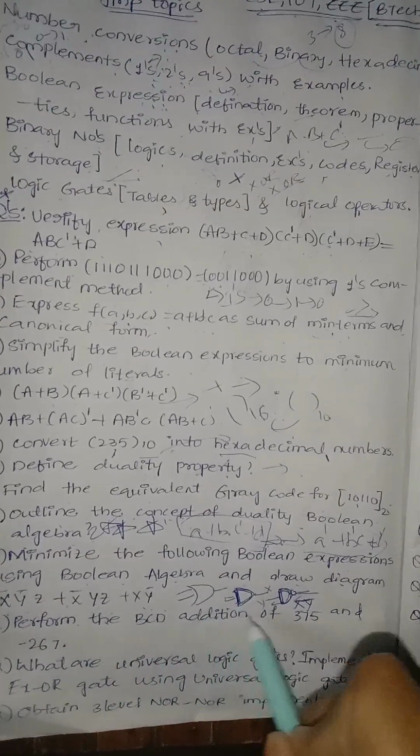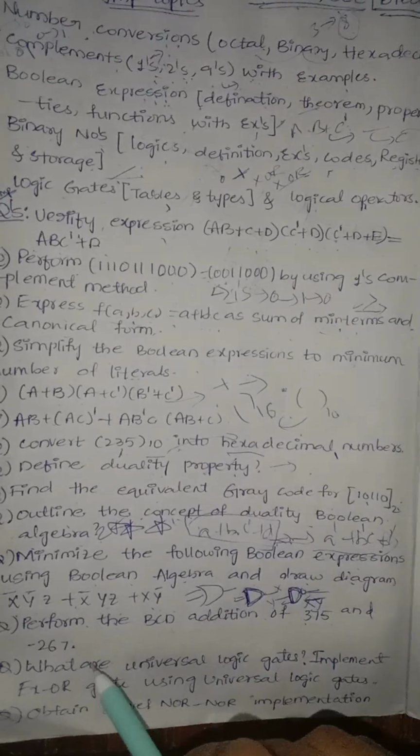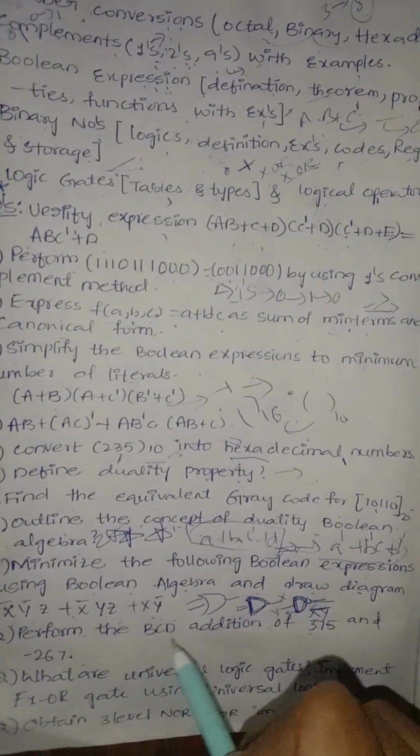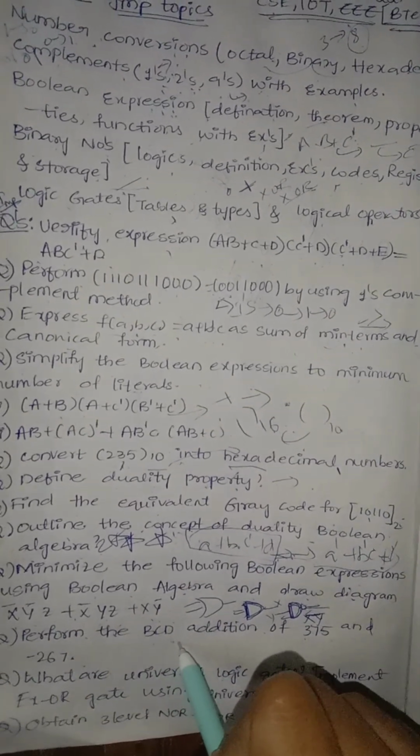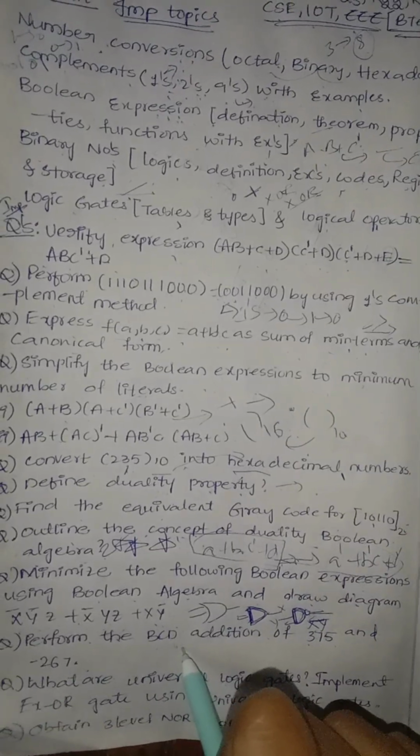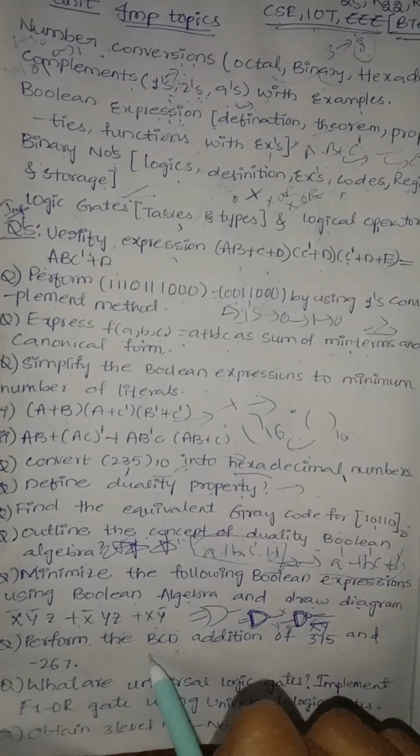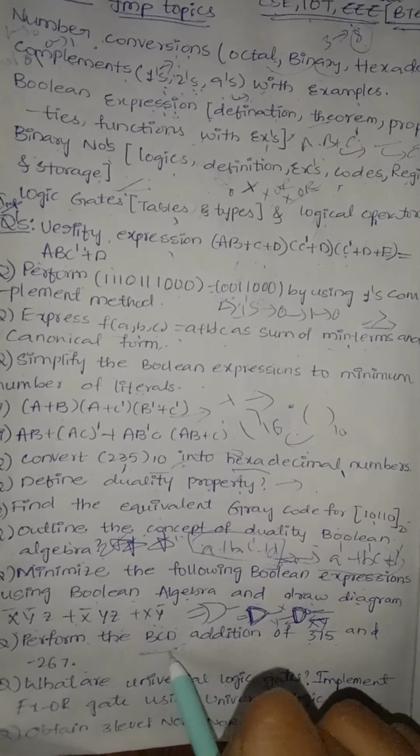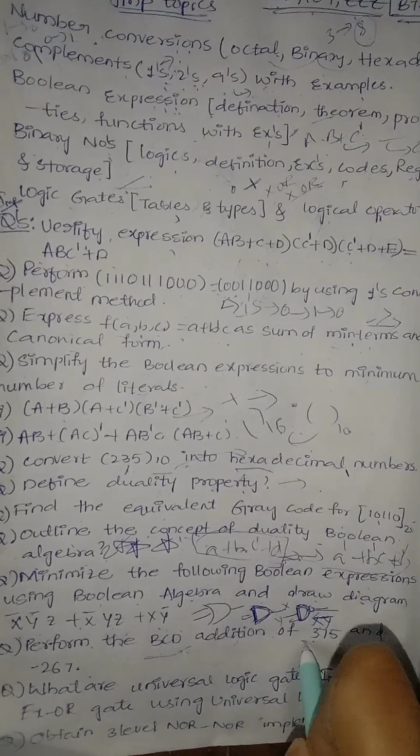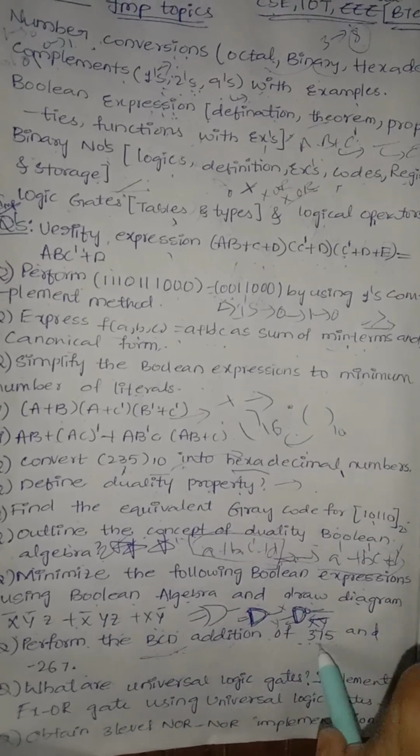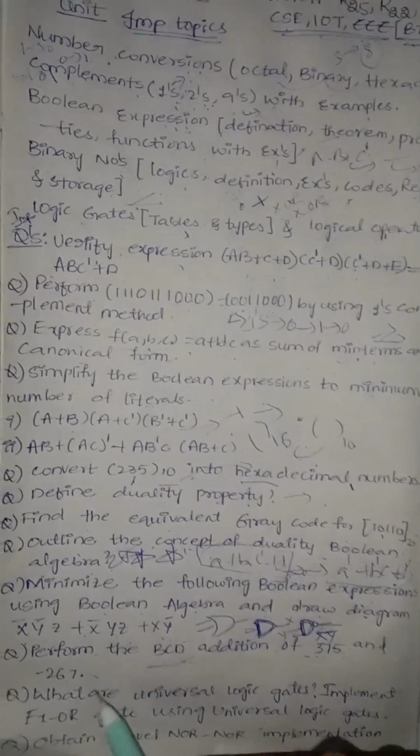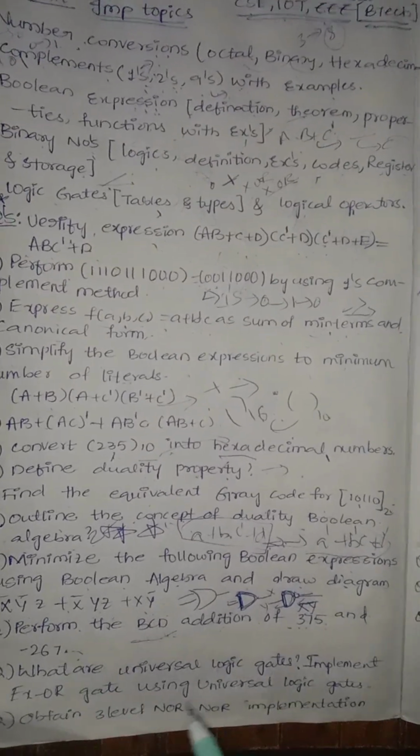Perform the BCD addition of 375 and minus 267. Binary coded decimal concept. By using that concept we can add the numbers 375 and minus 267.